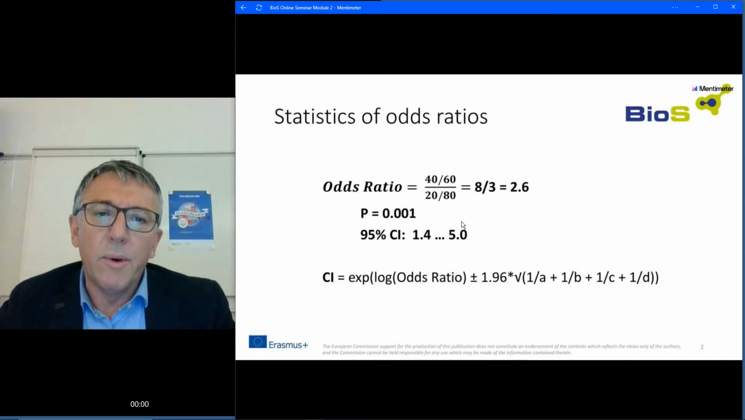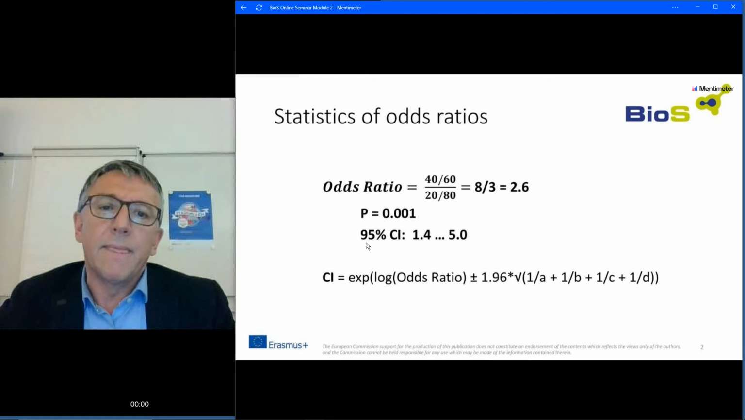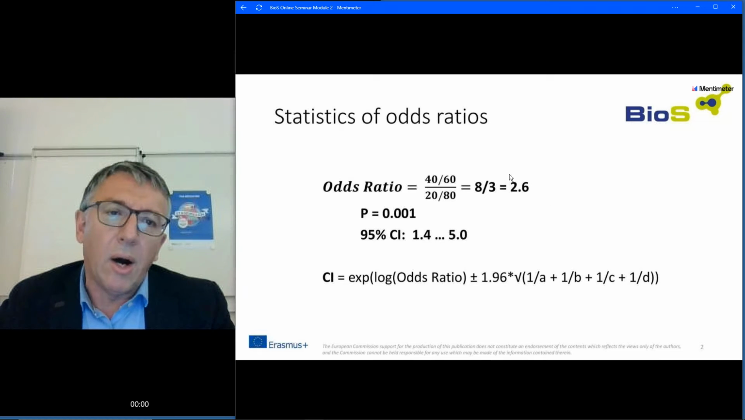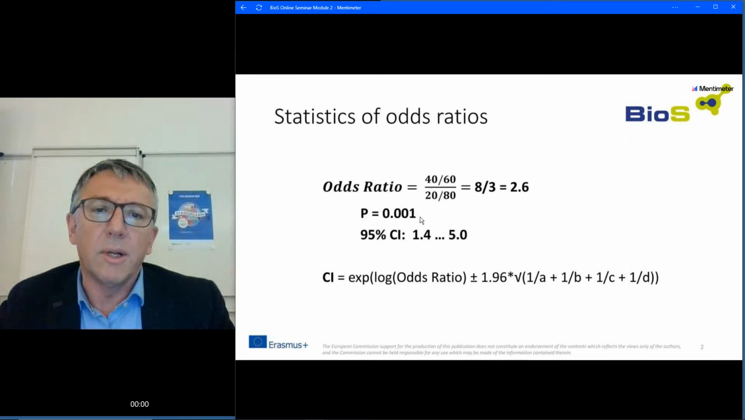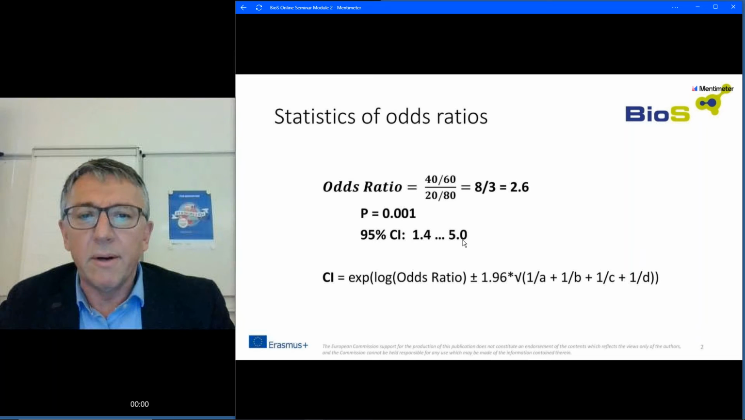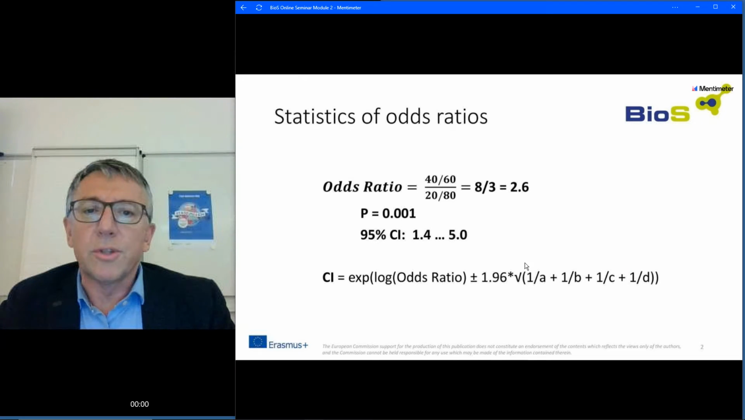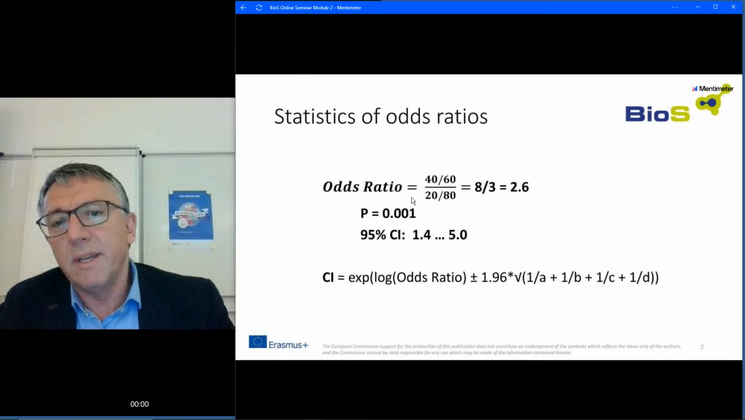So it could be anywhere in between here. So this information gives you the security about how confident you can be that the odds ratio is in that area. And there are formulas to calculate this confidence interval, which you can look up anywhere on the internet. And there is also a test to calculate this p-value.